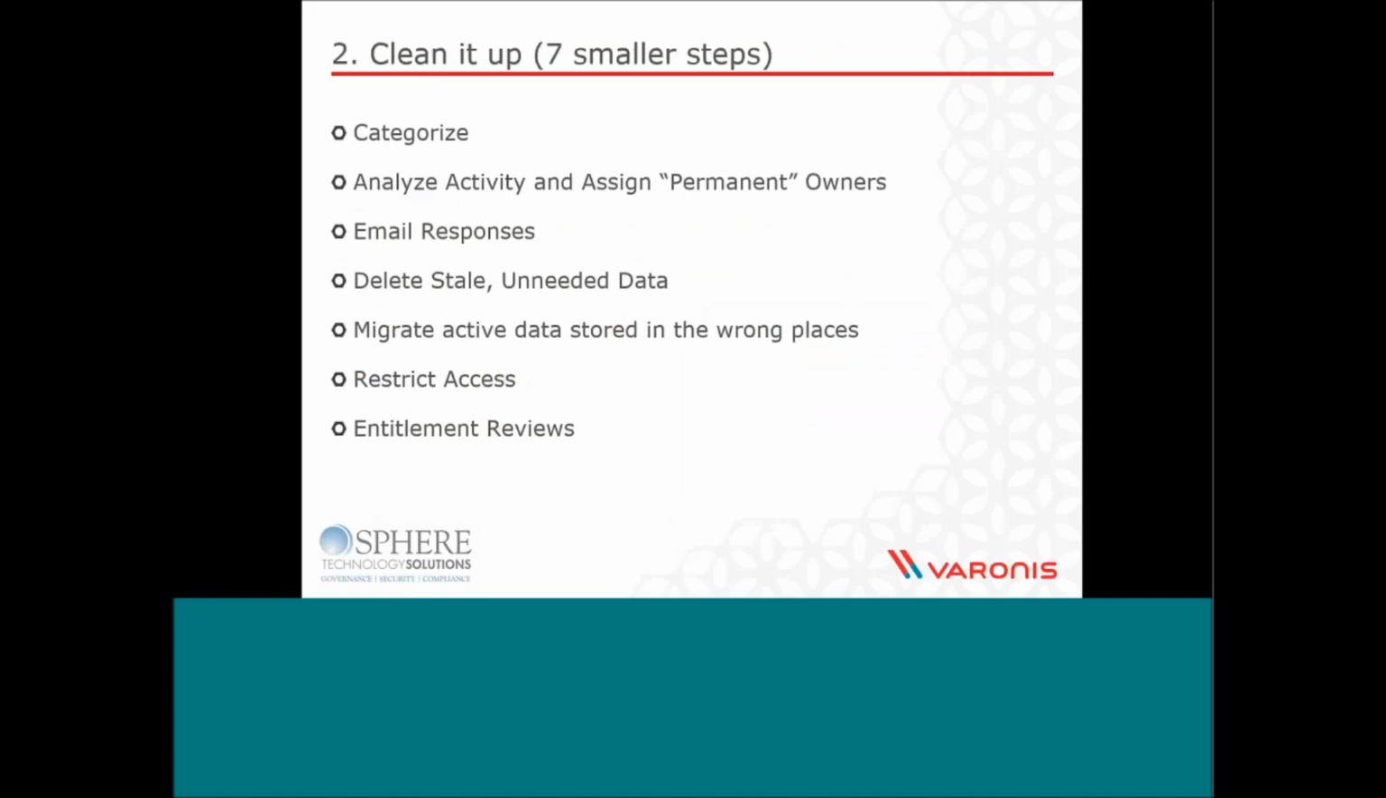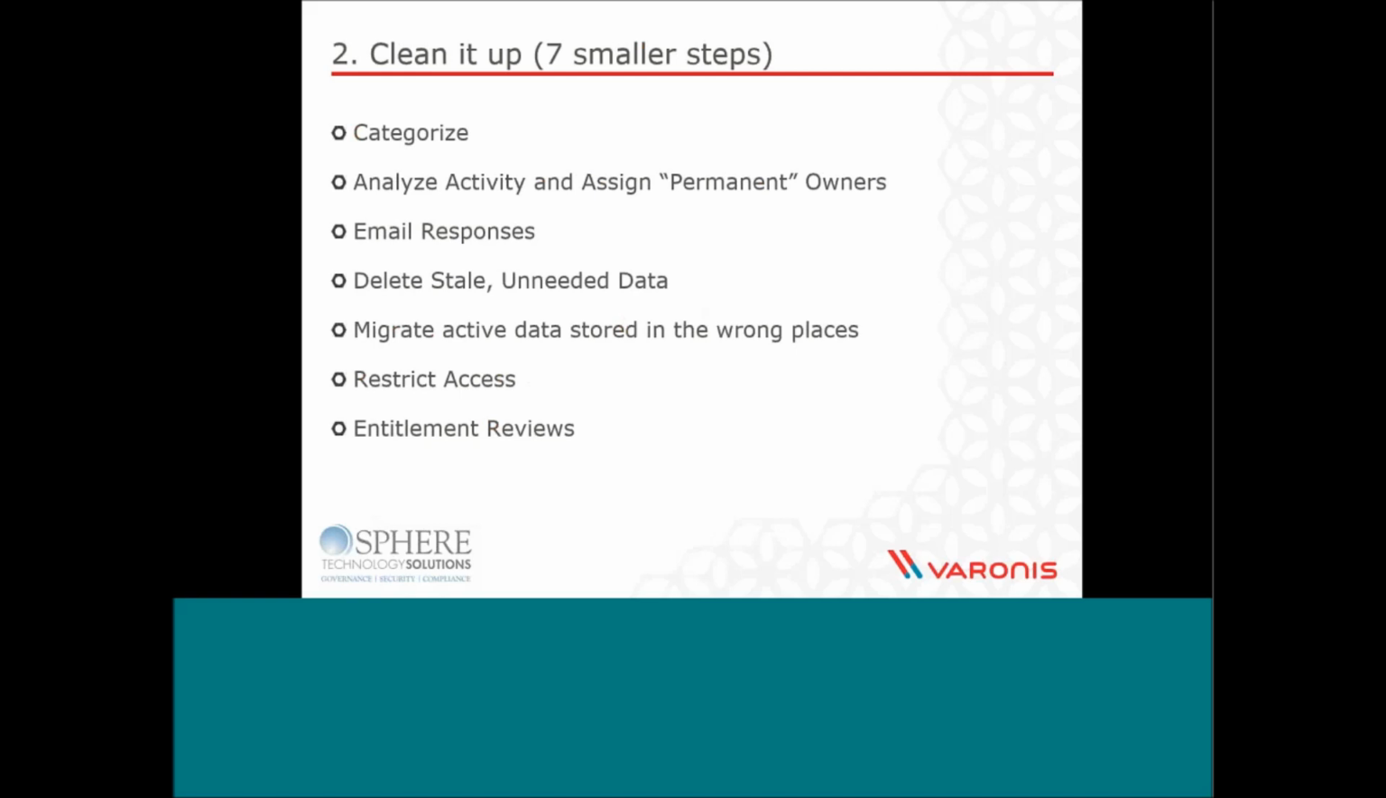All right, so the next thing we do is clean it up. The first step in cleaning up is to categorize into different buckets. Then we look at the activity, who's been doing what, and we try to assign permanent owners. Then we reach out to those owners and get some response back from them. What is this used for? Are you the owner? Do you need this data?